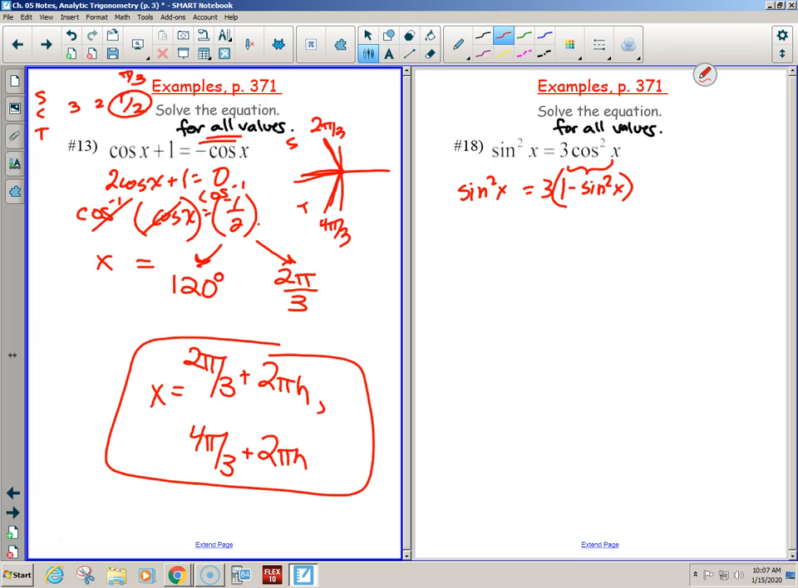Questions on this one? Because it's fairly basic: it was a simple add, then get the cosine alone, and then undo the cosine.